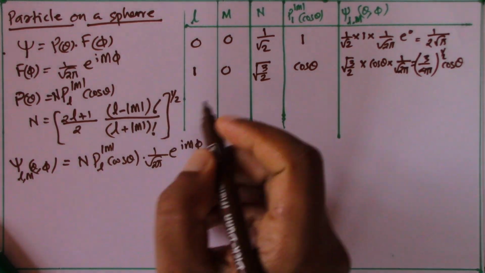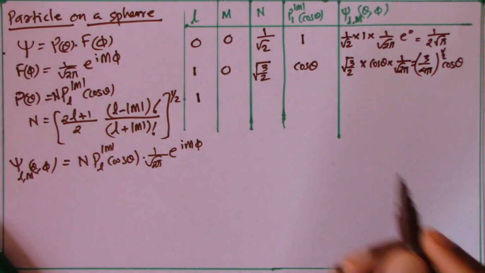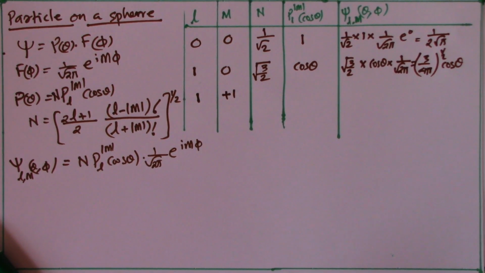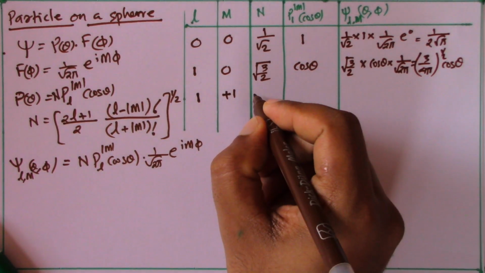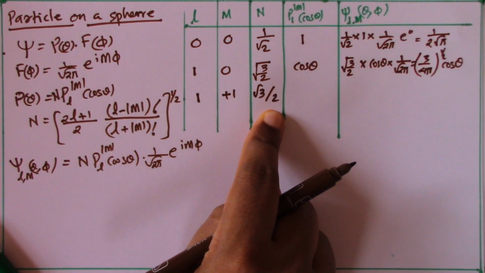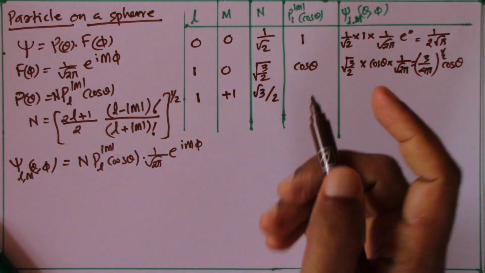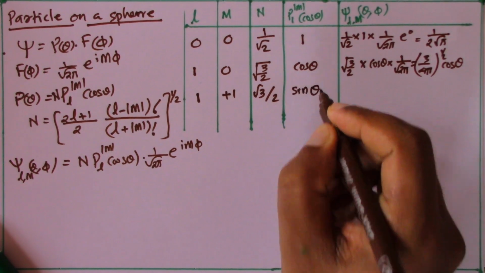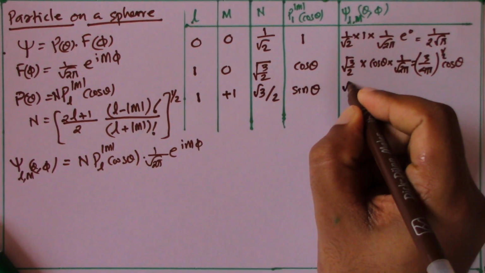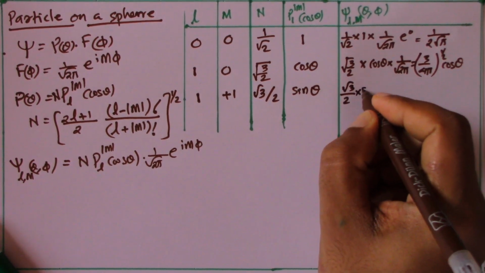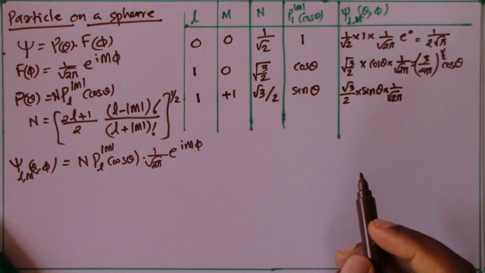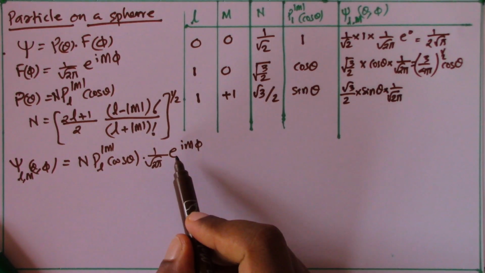And we can now find out the wave function for L is equal to 1 and m is equal to plus 1, another possible value of m. So in this case you can calculate that N is equal to root 3 divided by 2. And in this case the PLM cos theta, you have already done this, is sin theta. Therefore psi lm theta phi is equal to root of 3 divided by 2 into sin theta into 1 divided by root of 2 pi into e raised to i m phi. M in this case is 1, therefore e raised to i phi.